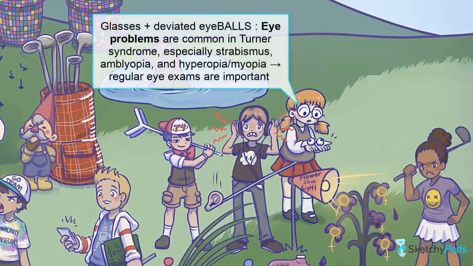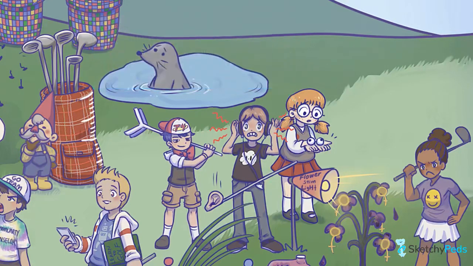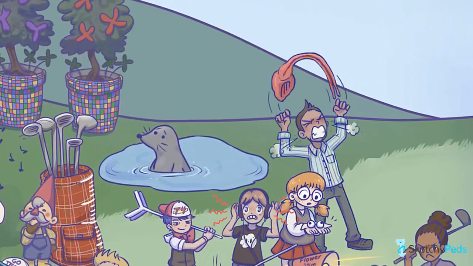Regular screening eye exams are also important in Turner syndrome patients, as they have an increased incidence of various eye conditions, including strabismus, depicted by the deviated eye golf balls, amblyopia, hyperopia, and myopia, represented by those Coke bottle eyeglasses, as well as other problems, such as ptosis and colorblindness. Let's focus for a minute on cardiac health for these patients.